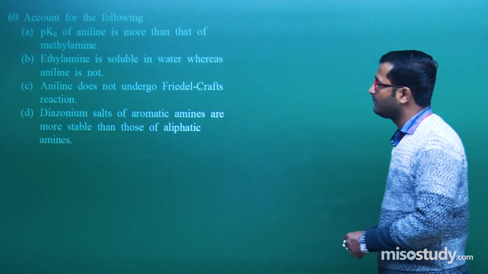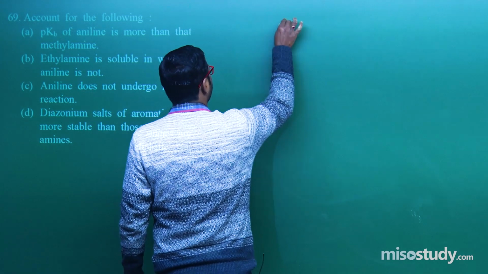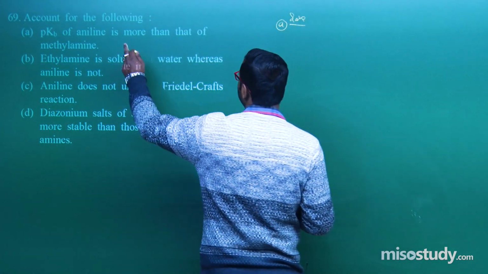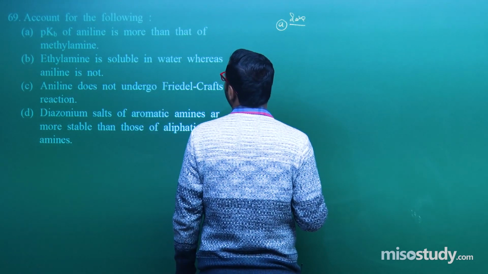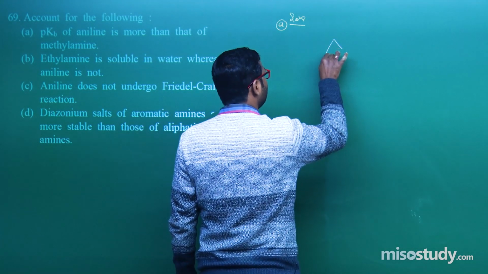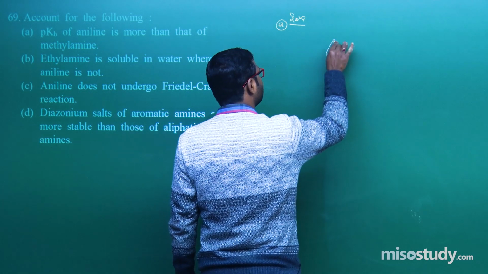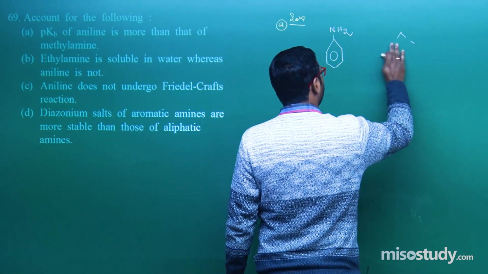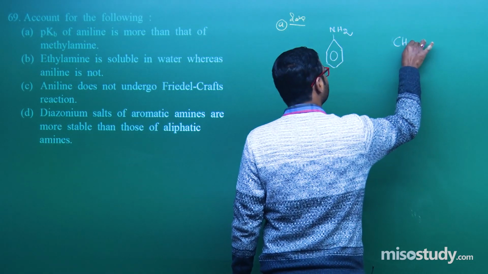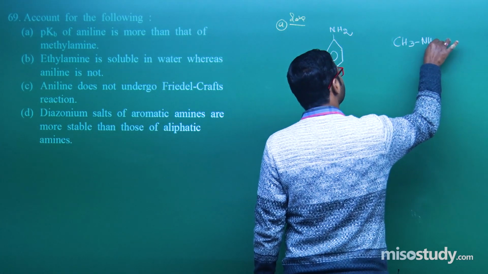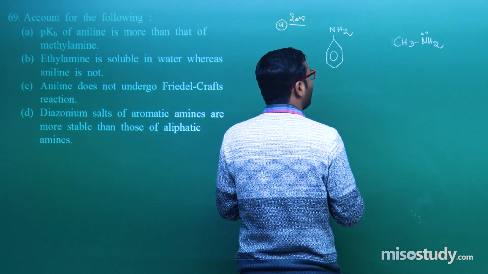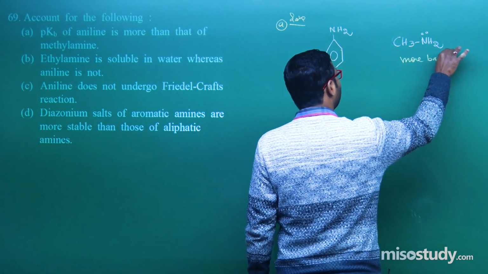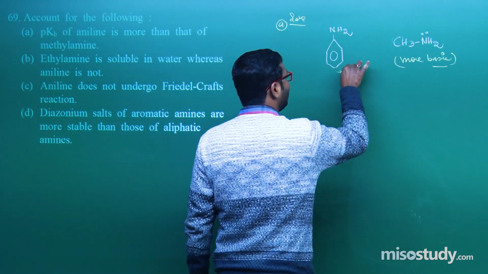Now question number 69. You have to explain why the pKb of aniline is more than ethylamine. What is aniline? That is the NH2 group on a benzene ring. And what is ethylamine, CH3CH2NH2. That simply says that ethylamine is more basic. What does it mean? Ethylamine is more basic than aniline.